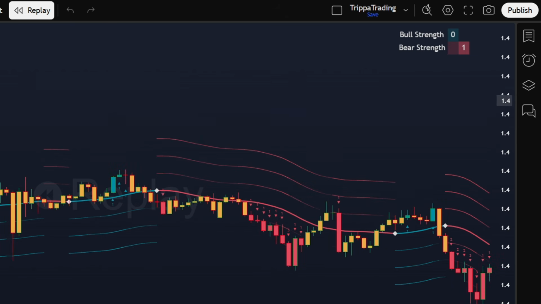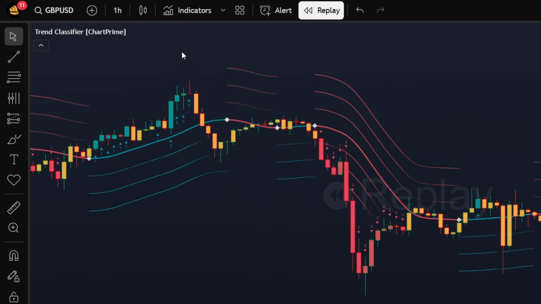Now let's look at the settings. You don't need to overcomplicate this part, but it's important to understand how it works.